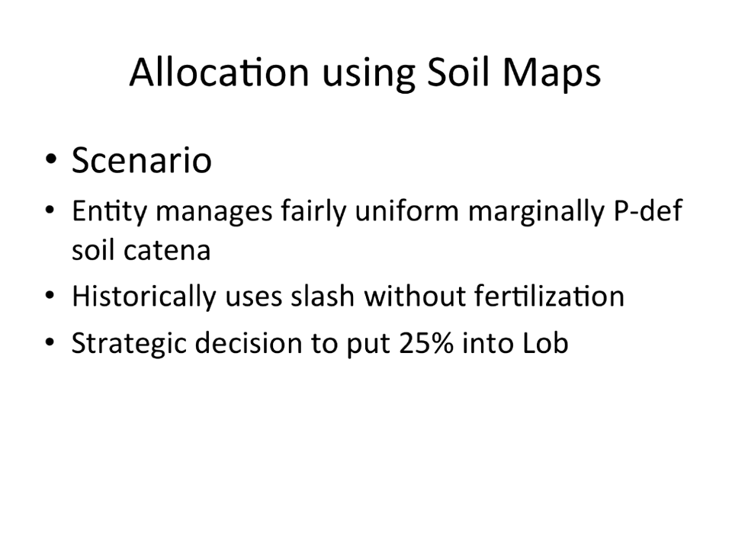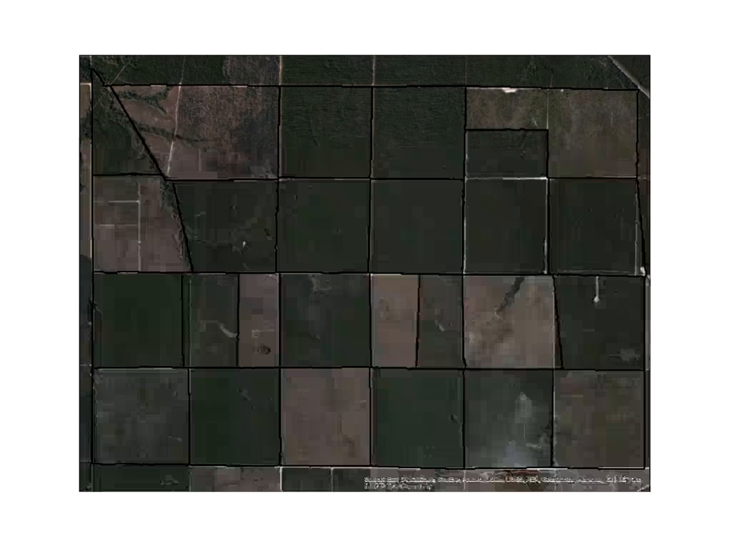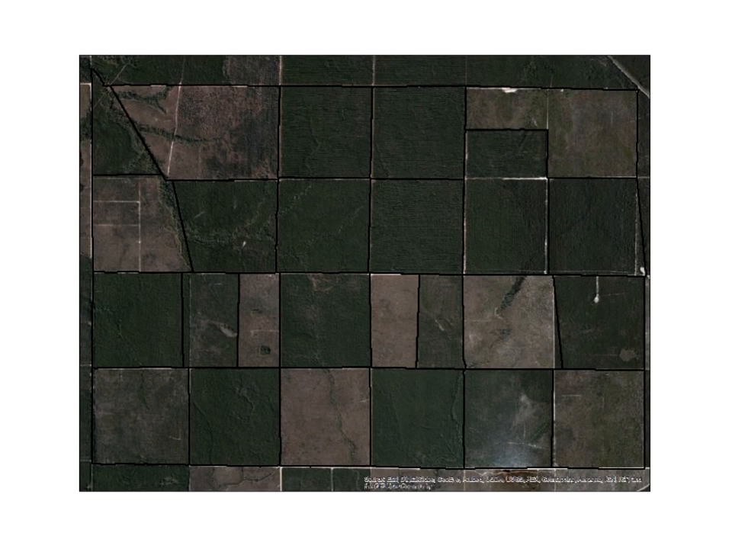Let's look at another scenario. An entity manages a fairly uniform, marginally P-deficient soil catena. Historically, they use slash without fertilization. They've made the strategic decision to put 25% into loblolly so that they can get all of the advantages of the excellent genetics. Here's my forest. Our entire forest is 6 sections in size.